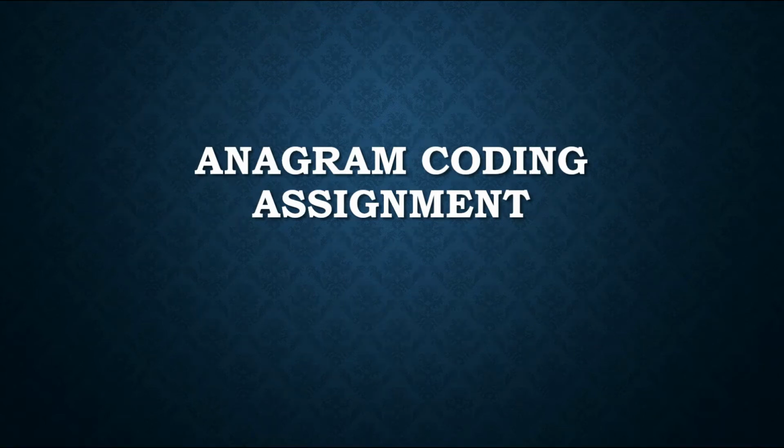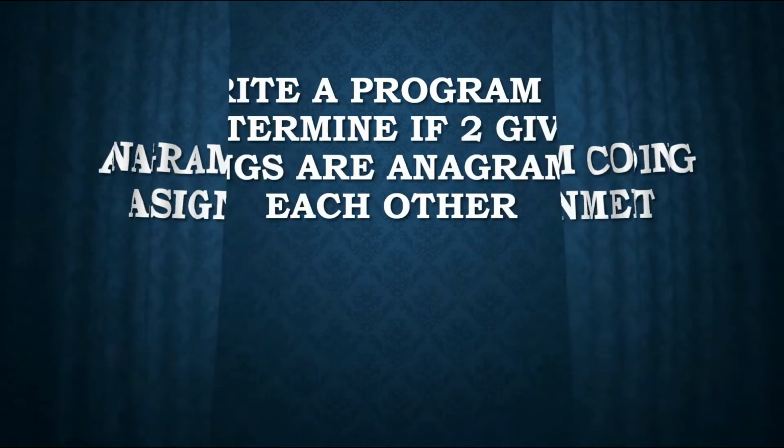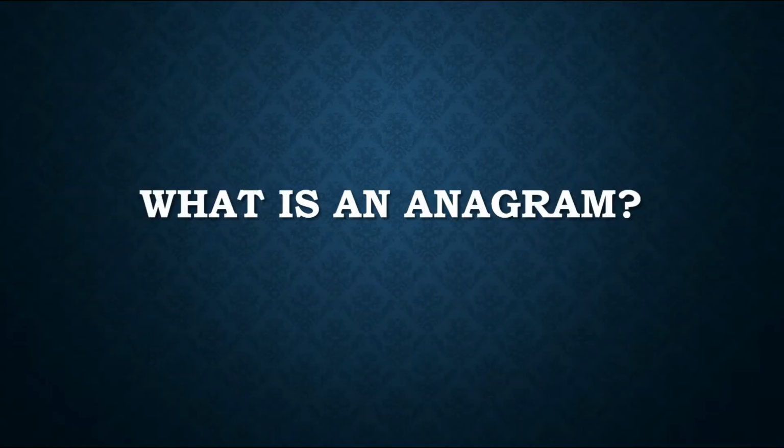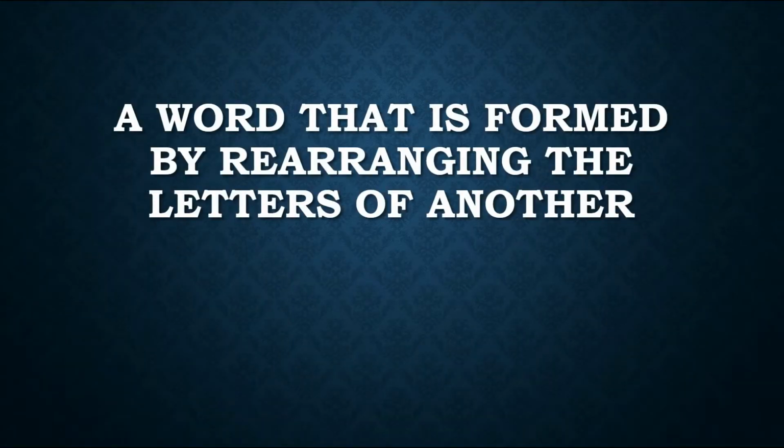This is the anagram coding assignment. What we're going to be doing in this assignment is write a program to determine if two given strings are anagrams of each other. Now, you may be asking yourself, what is an anagram? An anagram is a word that is formed by rearranging the letters of another word. Let me give you an example.